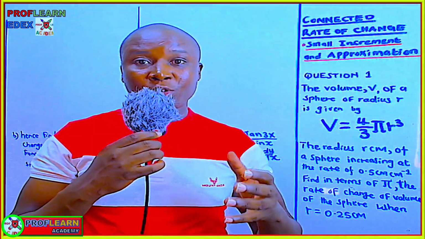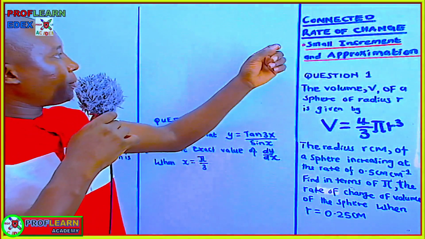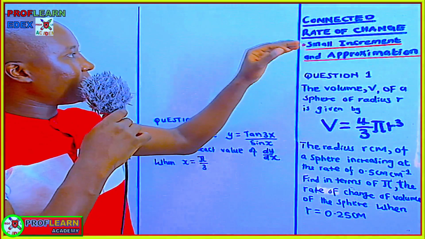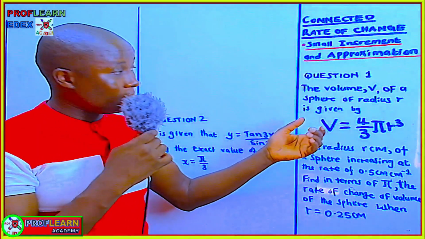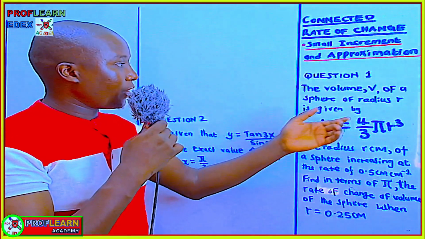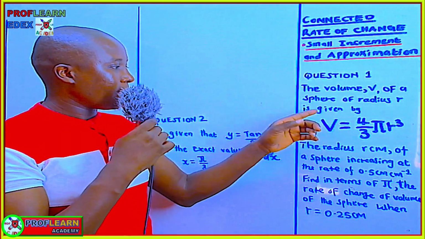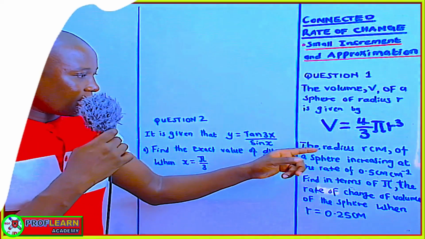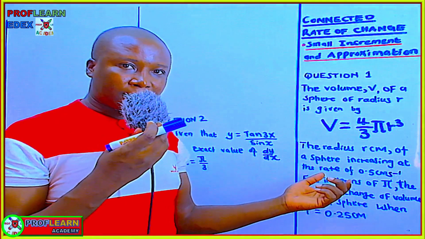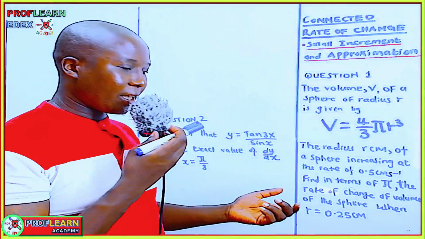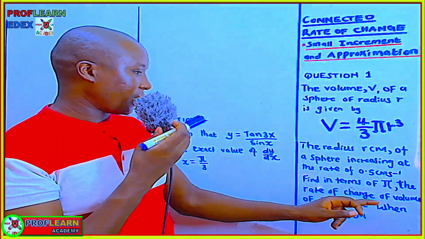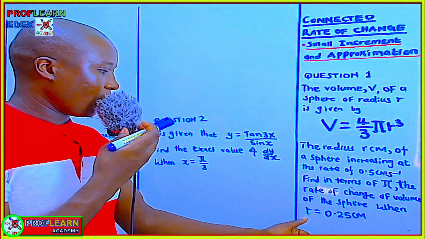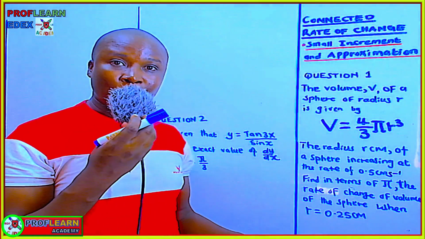In this particular video, we're going to discuss how you can work out questions to do with connected rates of change and small approximations. Number one here, we are told that the volume V of a sphere of radius r is given by this formula, and the radius r of the sphere is increasing at the rate of 0.5 centimeter per second. Find, in terms of pi, the rate of change of volume of the sphere when the radius is 0.25 centimeters.